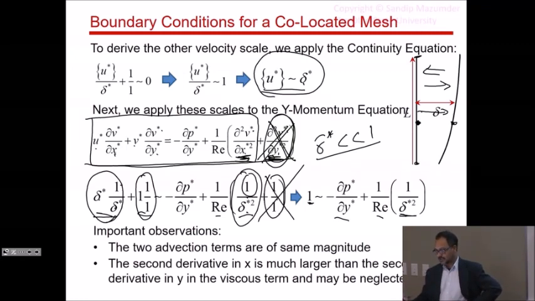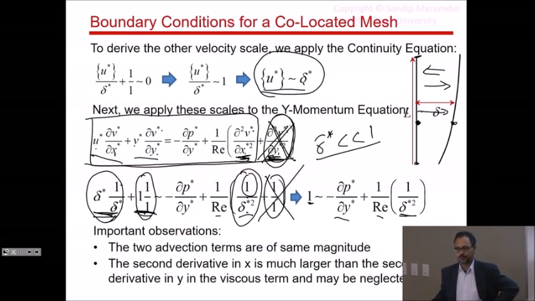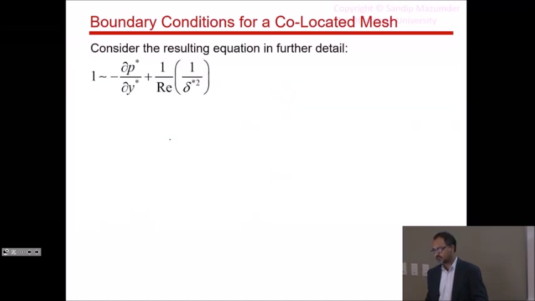But the other thing you see is that these two advection terms have the same order of magnitude, which means neither of these two terms you can throw away. You have to keep both of them. And then we are saying the second derivative in x is much larger than the second derivative in y in the viscous terms, which I already mentioned. This is much larger than that and may be neglected. Everybody understand that with me so far? All right, so this is the result we have.